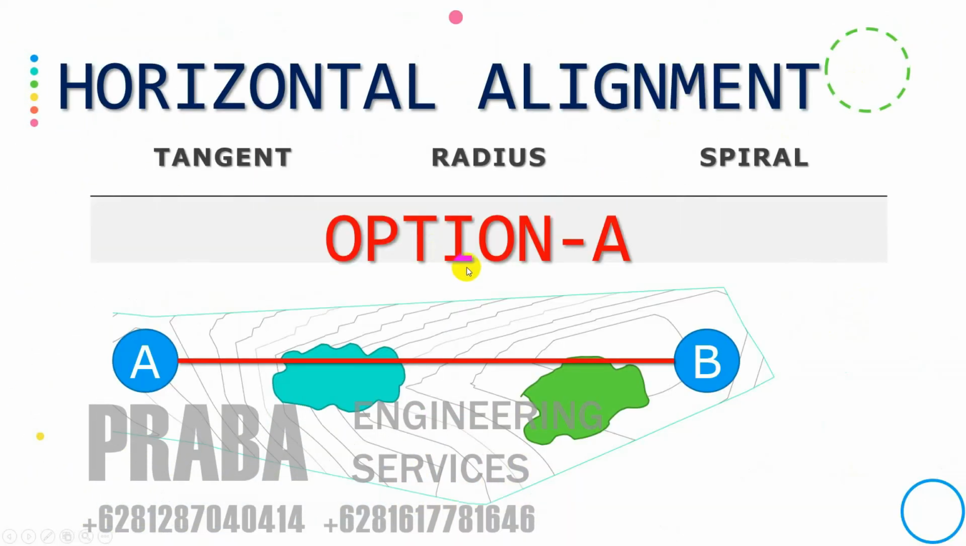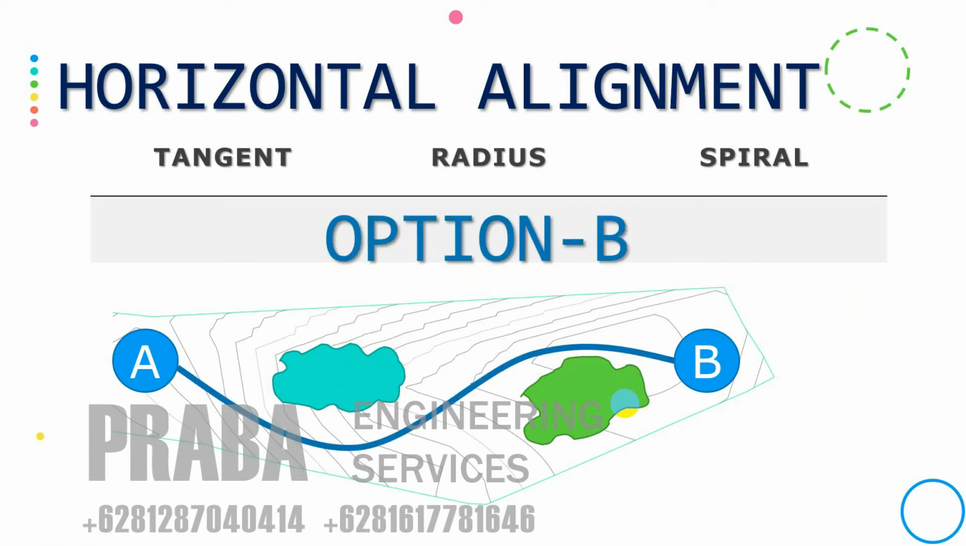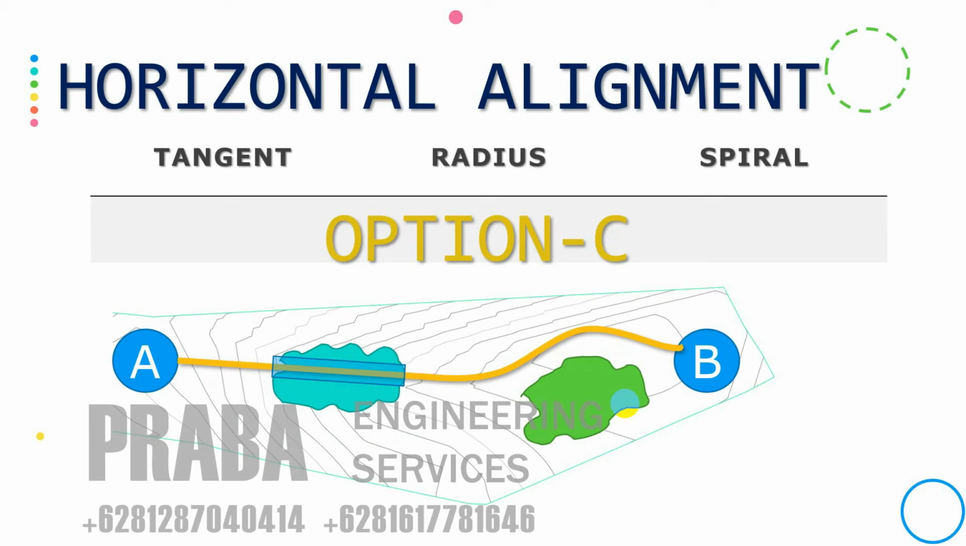Next, go to the horizontal alignment. Horizontal alignment is a simple line when we want to design from location A to location B. We have many options. The first option is the simple one, from point A to point B. Then we consider the obstacles here. Sometimes we have a swampy area, or a hill, where constructing at that location would make the price very high. This is option B. Another option is option C.